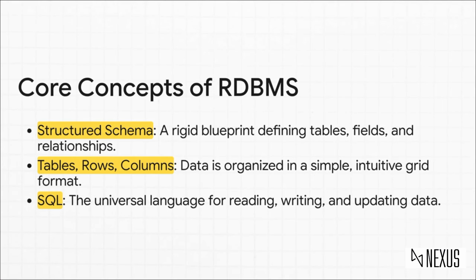So what made it so powerful? Well, its greatest strength was its structure. Everything was built on a super strict blueprint called a schema. It defined exactly what your tables looked like, down to every last row and column. And you know what? This rigidity wasn't a bug. It was the main feature. It's what guaranteed everything stayed consistent and made these systems unbelievably reliable.